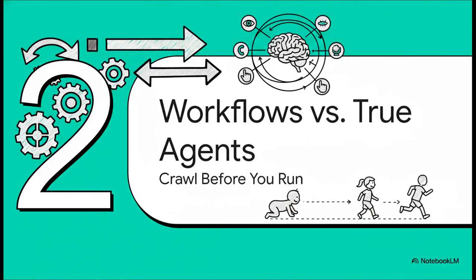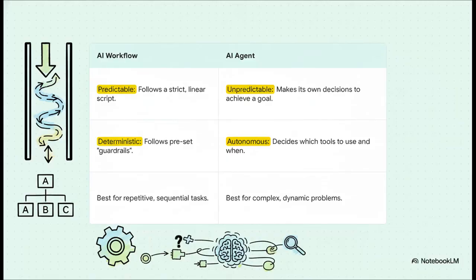Now, before we get all excited and try to build some super complex system, we gotta embrace the crawl, walk, run philosophy. That very first step, the crawl phase, is all about understanding the huge difference between a simple AI workflow and a true AI agent. Let's break this down. An AI workflow is predictable. Think of it like a train on a track. It follows a very strict, step-by-step script that you design. It's got guardrails, so it can't just wander off. And that's perfect for those repetitive tasks. Like when a new lead comes in, always do A, then B, then C.